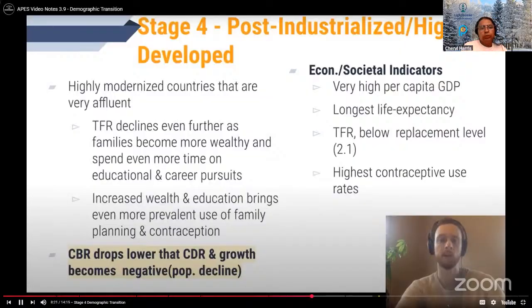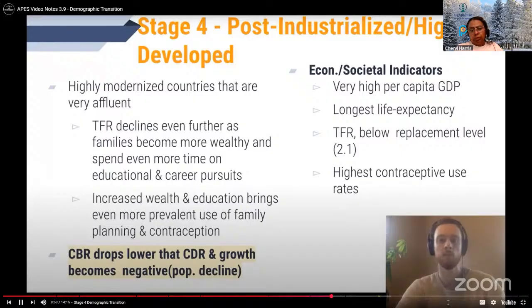And finally, we have stage 4 countries that have become so affluent that TFR has actually declined below replacement level fertility, and their populations have started to decline. So as economies become highly modernized and family income rises further, families are just having far fewer children. They're spending more time pursuing educational and career opportunities, and this leaves less time for raising a family. It also delays the age of marriage and the age of first child. And all of these factors lead to a lower TFR.